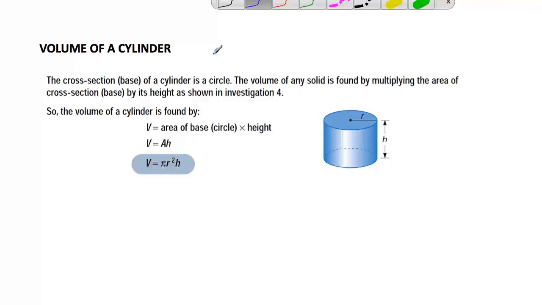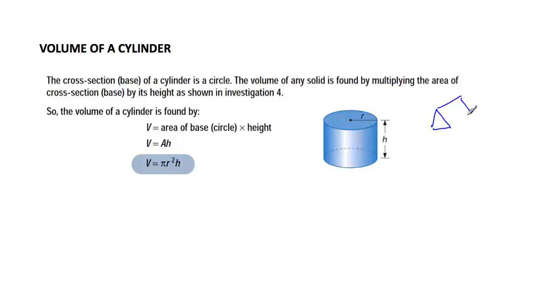In this section, we're going to have a look at the volume of a cylinder. Now, you'll notice that a cylinder is not a lot different to any other prism, except that the cross-sectional area or shape is a circle. And so if we work out the area of the circle, that's the same as working out the area of something like a triangular prism.